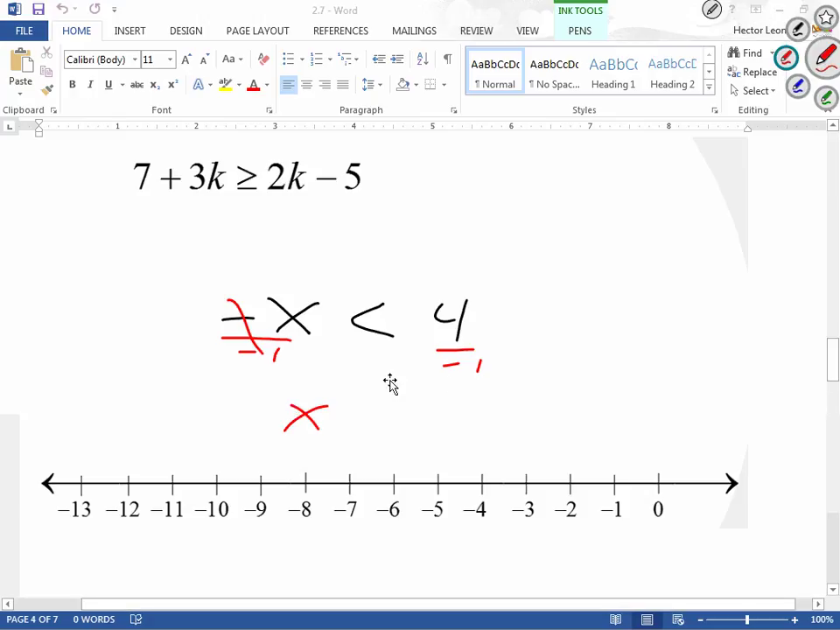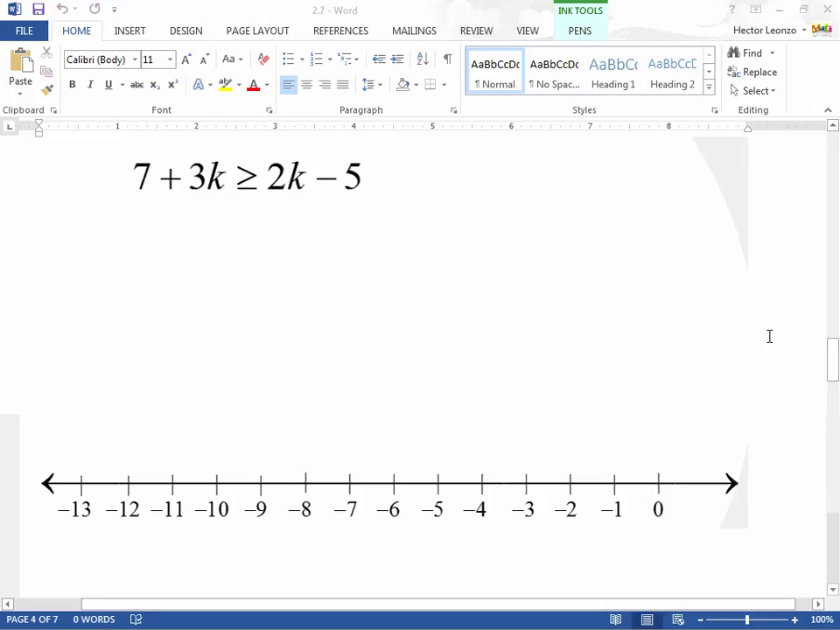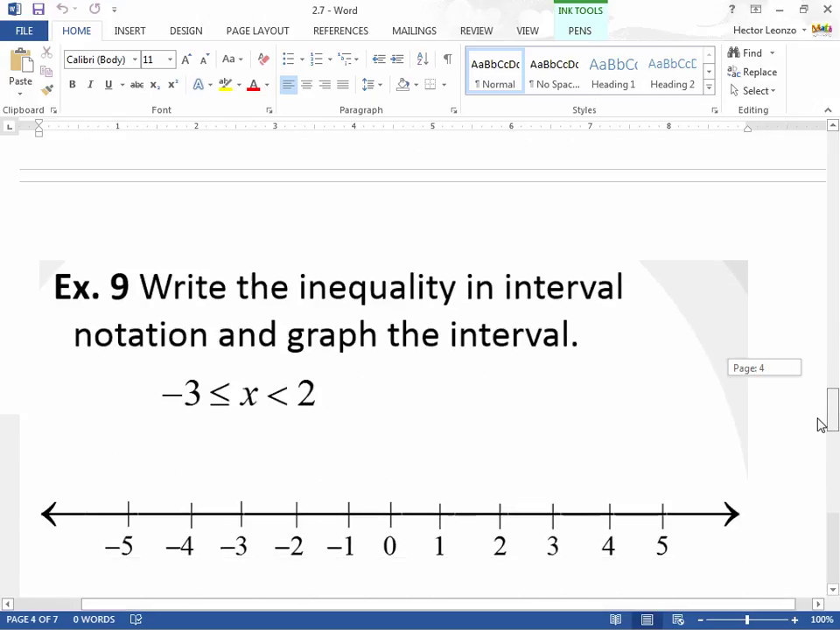So I know this side is x, this side is -4. Once again, whenever you multiply or divide by a negative, which it was my case, I'm going to flip the arrow, so that will give me that. Every time you multiply or divide by a negative, you flip the arrow. If you add or subtract, it doesn't matter. Leave the inequality sign alone. You only flip it when you multiply or divide by a negative.